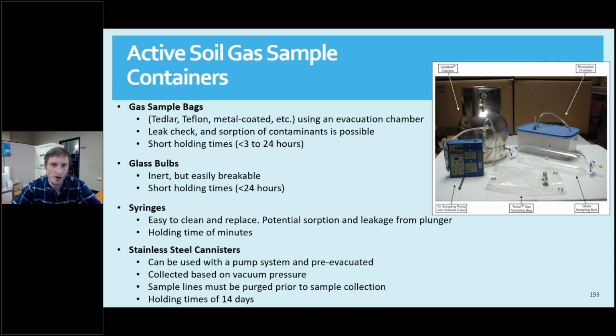You have glass bulbs, which are inert but easily breakable, and adsorption and leakage is possible from the ball valves, and those have short holding times of under 24 hours. You also have syringes, which are easy to clean and replace, but there is the potential for adsorption and leakage from the plunger, and those have holding times of just minutes. And then there is also the stainless steel canisters, which are almost exclusively pre-evacuated. They are collected based on vacuum pressure. Sample lines must always be purged prior to sample collection, so you're not drawing in ambient atmospheric air. And those have holding times of anywhere from 7, 14 to 30 days, depending on the method used. Next slide, please.